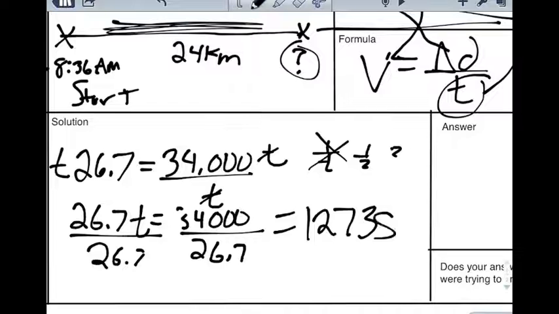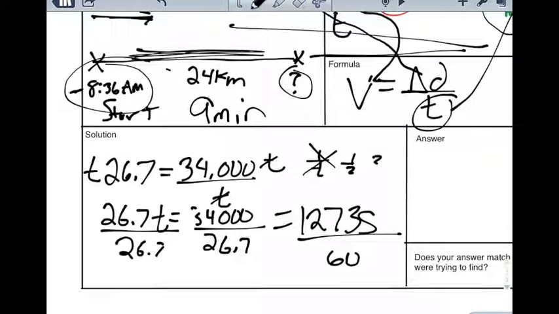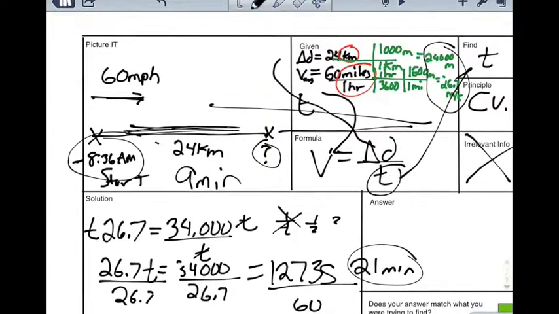1,273 seconds. But you've got to look at it in terms of time, right? How are we going to get this thing to see if we can make it at 8:45? And 8:45 is 9 minutes later. So we don't actually want the answer to be in seconds. We actually want it to be in minutes. So in order to fix this, what we need to do is take it and divide by 60. And when you do that, you realize that the answer is actually 21 minutes is what the trip takes. And for 21 minutes of the trip, you're going to get there at 8:57, which is well after the 8:45. So you are late.